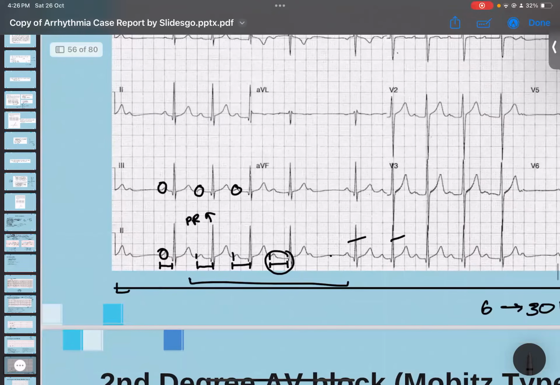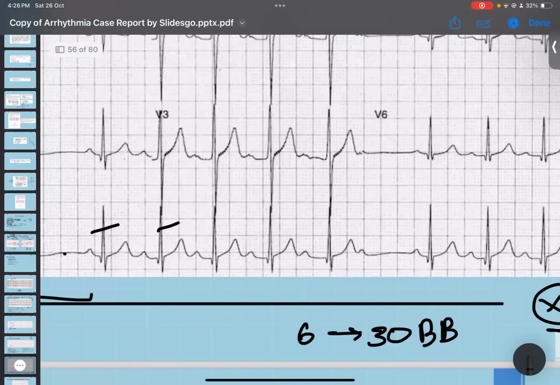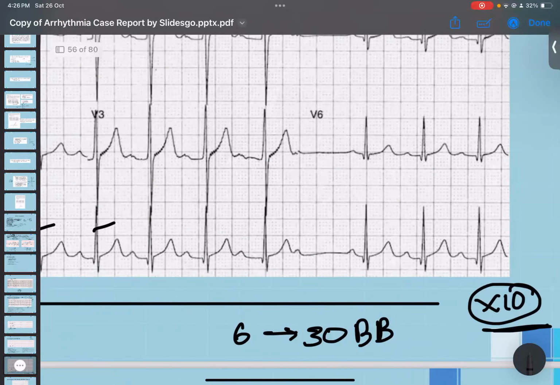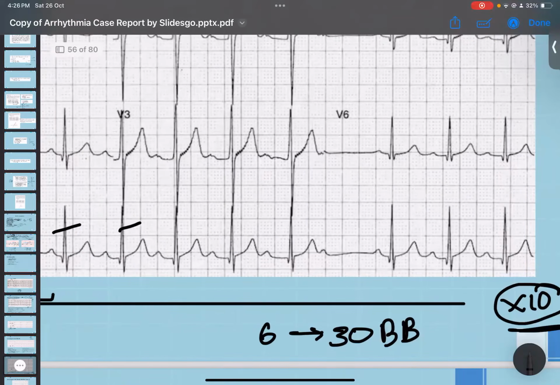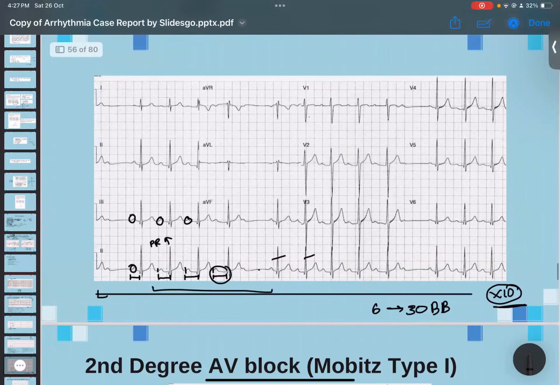And because this is a pattern that happens almost every few heartbeats. As you can see, the PR interval is longest before a beat gets dropped. The beat drops here, with basically no ventricular contraction happening because there's no electrical impulse being conducted. So the PR interval is longest before the beat drops. So this is a pattern that's repeating, right? So what would you classify this as?